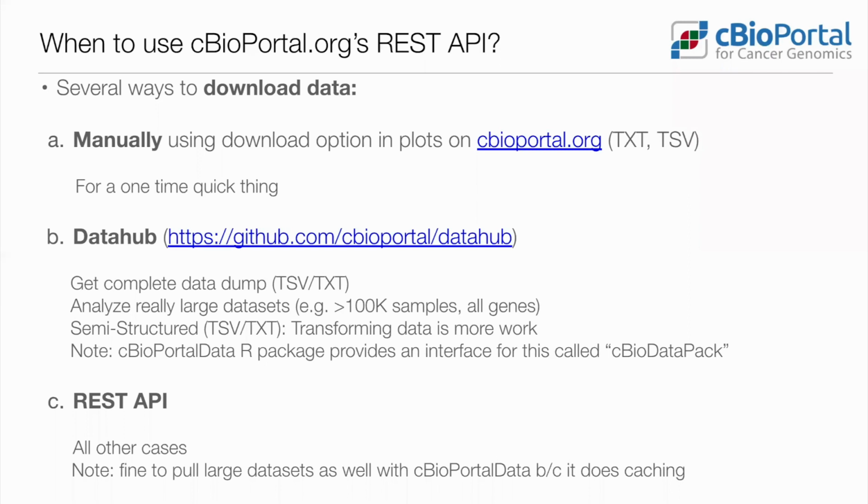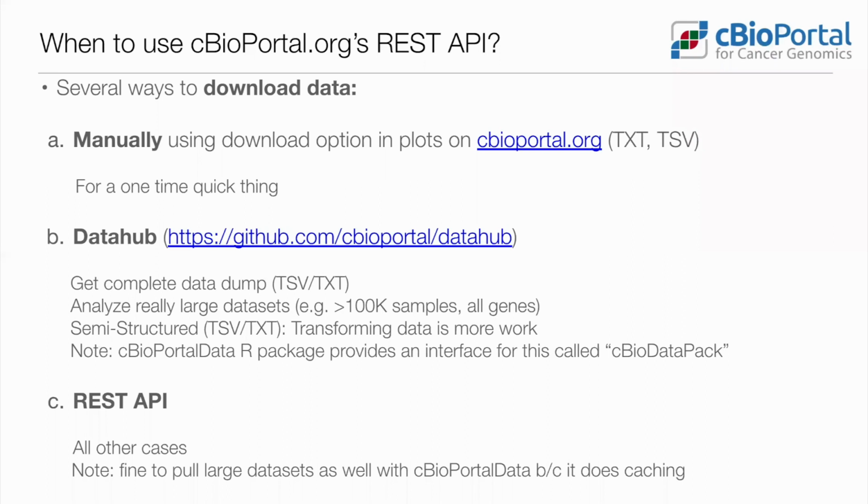Now, there's several ways to download data from cBioPortal.org. The first way is manually. You have these plots on cBioPortal. They often have a download option that you can click on, and they allow you to download the TXT or a TSV. So this is good for a one-time quick thing. You maybe want to adjust a small thing. So that works pretty well for that. Although we try to keep the data formats the same, it's not versioned like the API is.